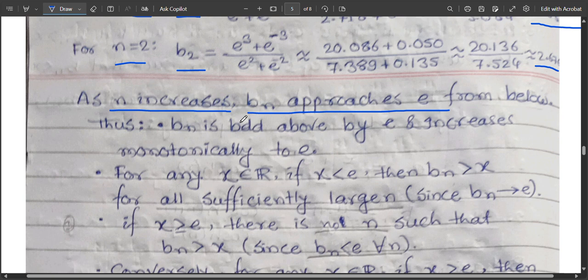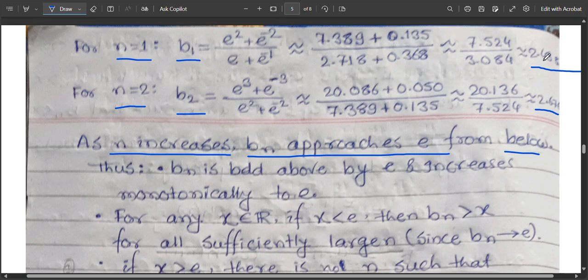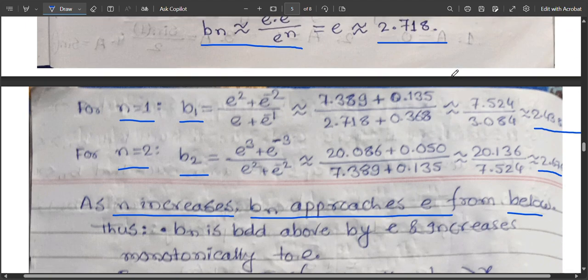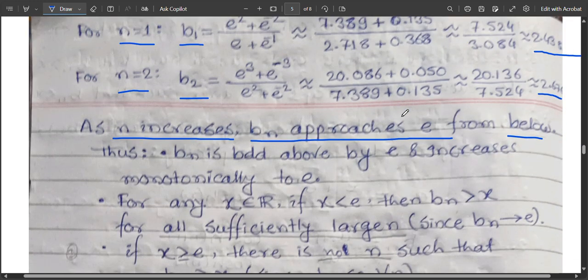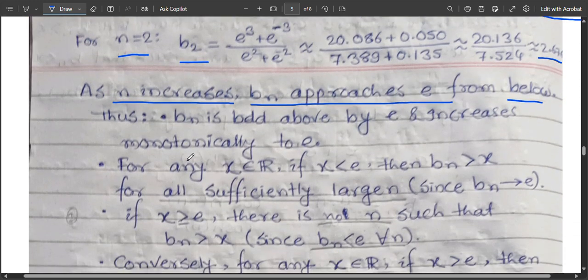As n increases, what happens? Bn approaches e from below. The value starts at 2.438, then B2 is 2.67, and after that it goes to 2.718, meaning e, as n tends to infinity. Thus, Bn is bounded above by e, and increases monotonically to e.